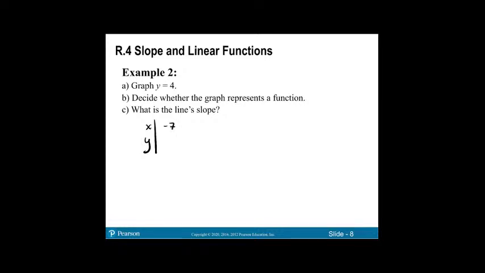When x is negative 2, y is 4. When x is 0, y is 4. When x is 1, y is 4. No matter what x value we choose, y is 4, right? So I just wanted you to see what I consider to be a simple way to graph something of that nature. So then it asks us to decide whether the graph represents a function and what is the slope of the line.